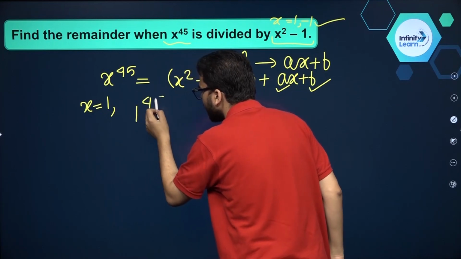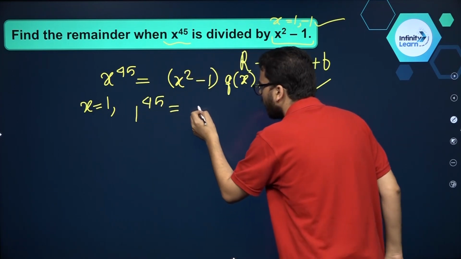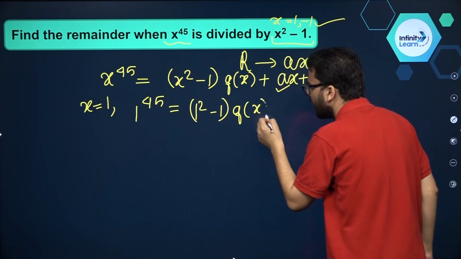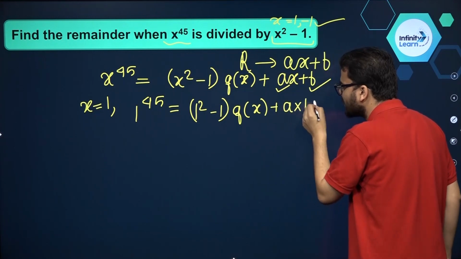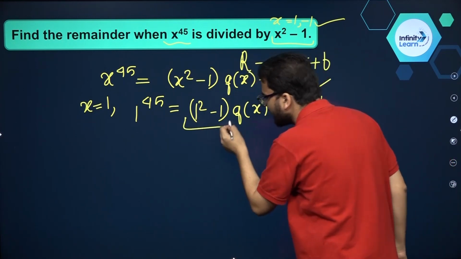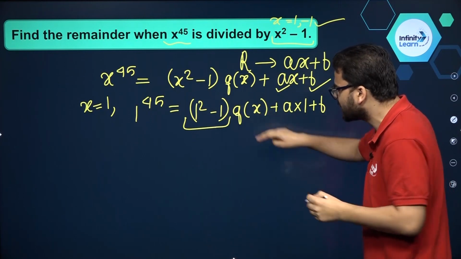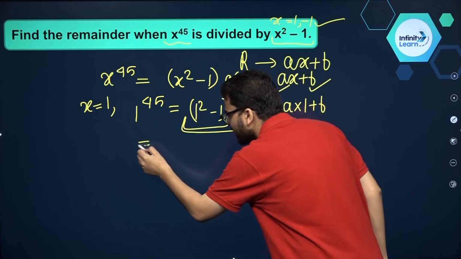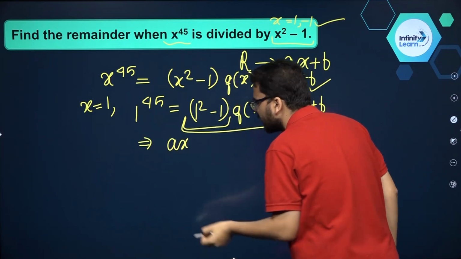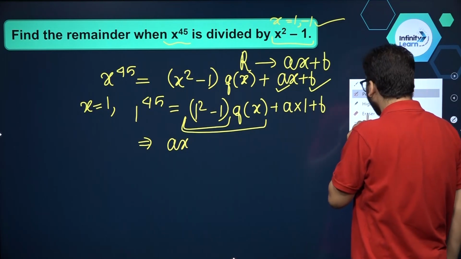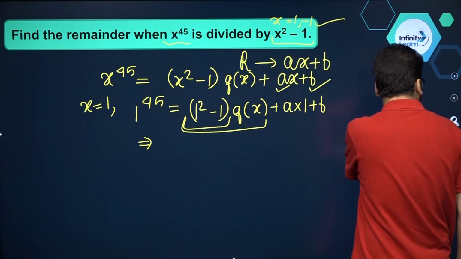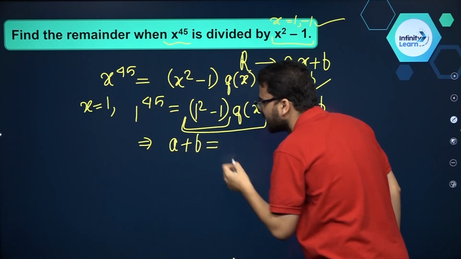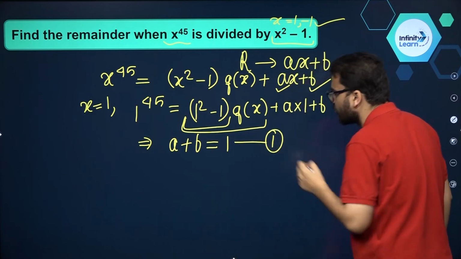1 raised to the power 45, and that is equal to 1 square minus 1 into q of x plus a into 1 plus b. So you see, 1 square minus 1 is nothing but 0. So this thing will be vanished out from here. This will be vanished out. So what we can say after simplification, that we are getting a into 1, or you can say a plus b, that is equal to 1. So we can say this is the first equation, right?